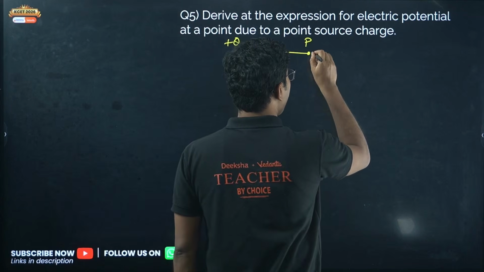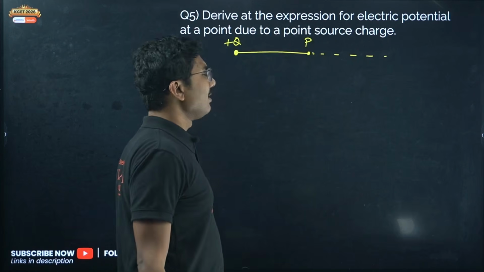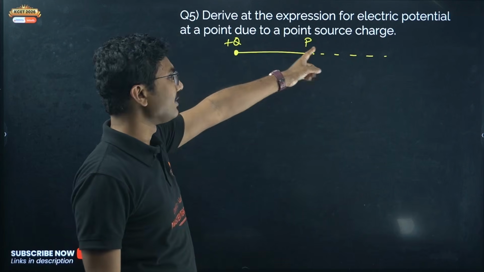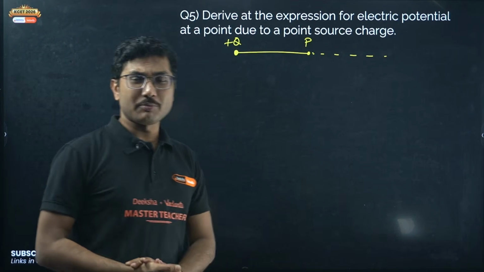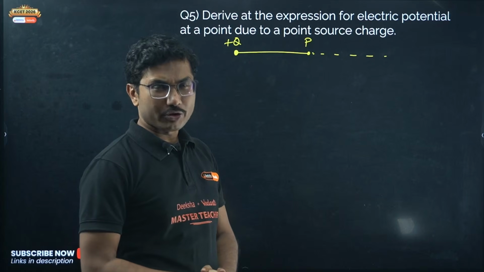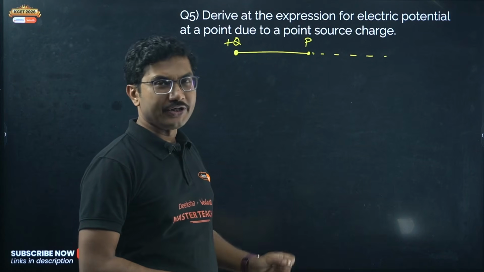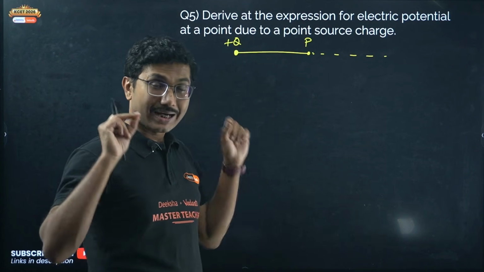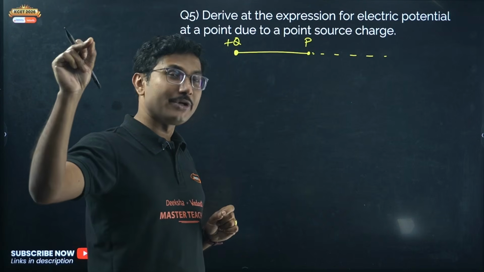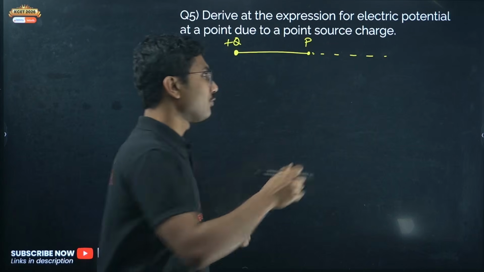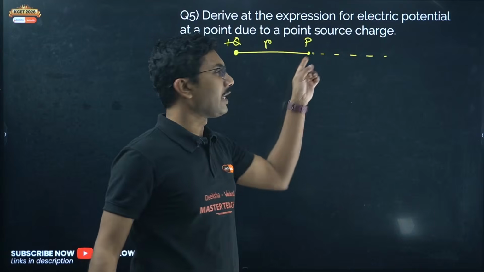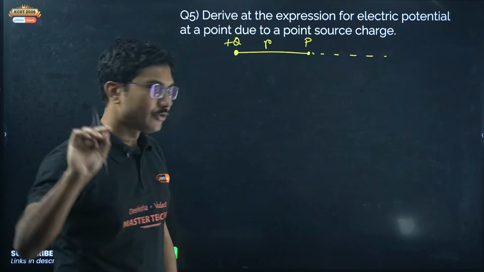Okay, now let's see. We are trying to find the electric potential due to this positive charge at a distance p. Now what is the definition of electric potential? Electric potential is defined as work done to bring a unit positive test charge from infinity to a point in the electric field. Whatever work you are doing from infinity to this point, that is the potential of that point. The charge has to be unit positive charge.